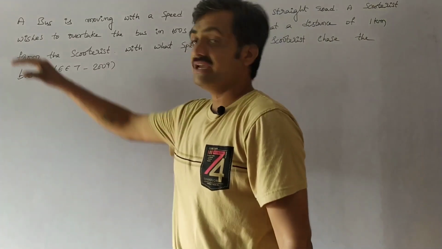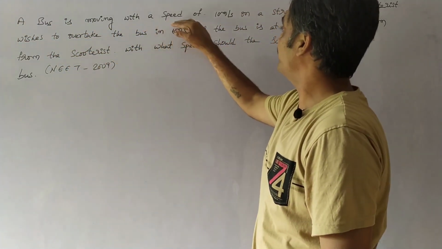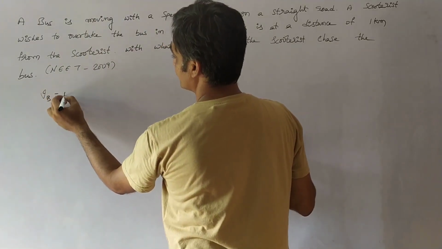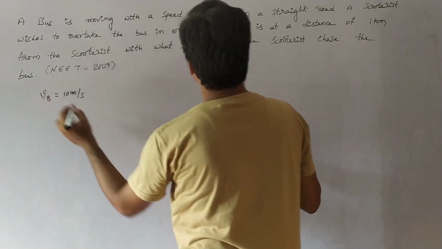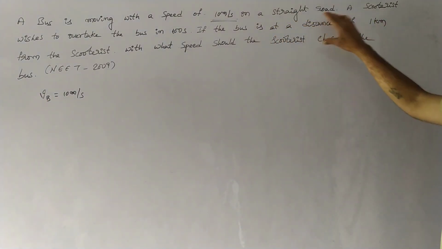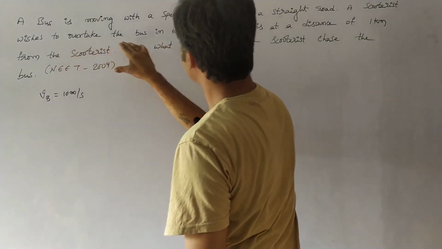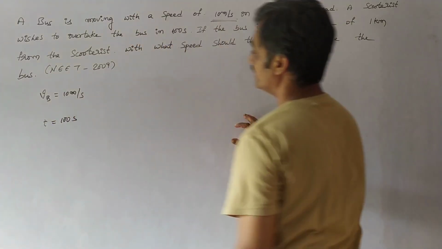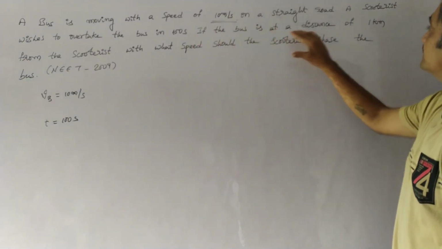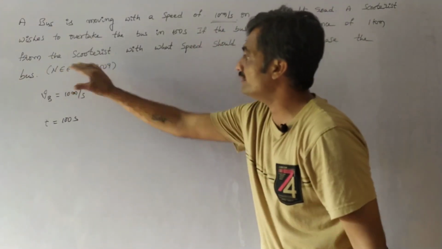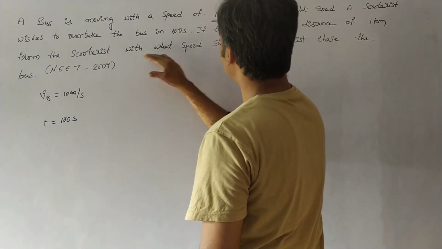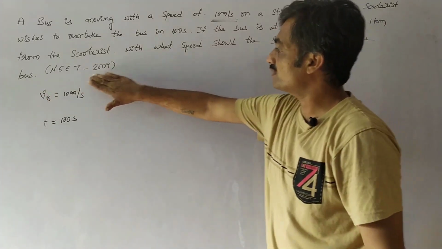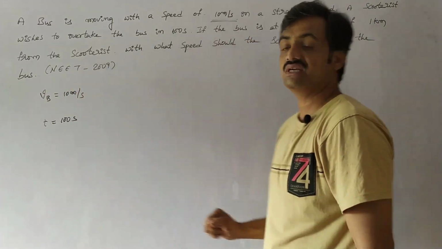The next problem is a bus is moving with a speed of 10 meter per second on a straight road. A scooterist wishes to overtake the bus in a time of 100 seconds. If the bus is at a distance of 1 kilometer from the scooterist, with what speed should the scooterist chase the bus? So this problem is asked in NEET 2009.